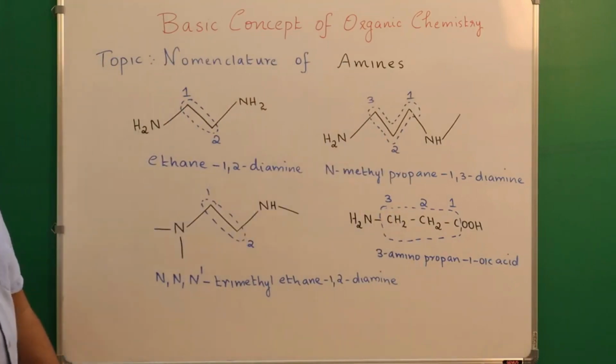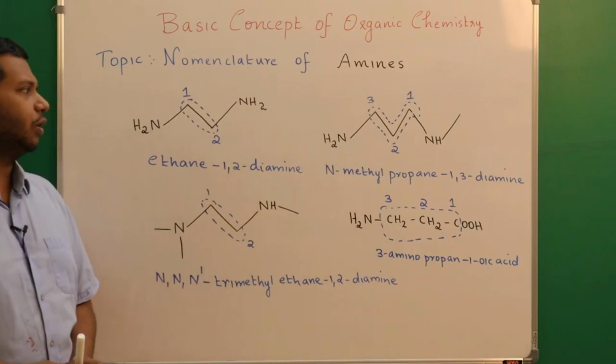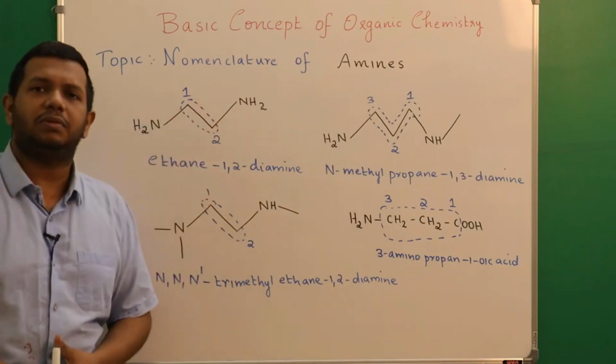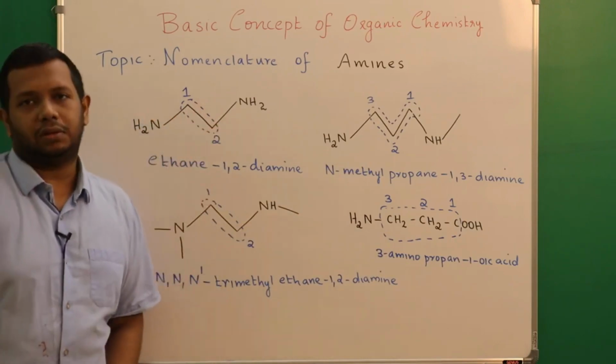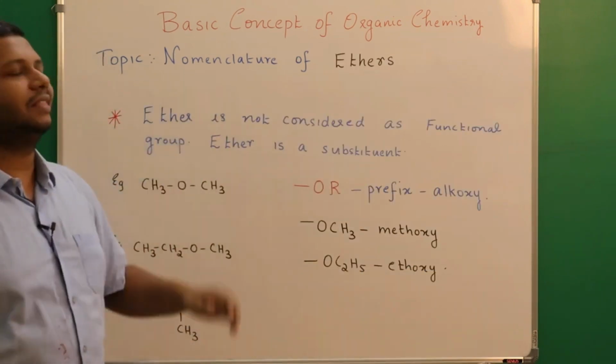So 3-amino propan-1-oic acid will be the IUPAC name of that compound. I hope you got a fair idea regarding how to name the amines. Now we will go to ethers. Okay, so last, the topic is ethers.